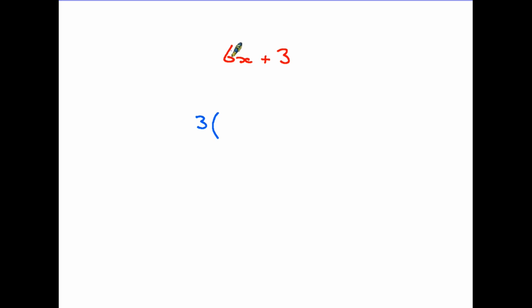First term is 6x, the number is 6. We took out a factor of 3. How do I multiply that back up to 6? I put the 2 in, and x, we haven't taken any x's out, so that has to stay in there.